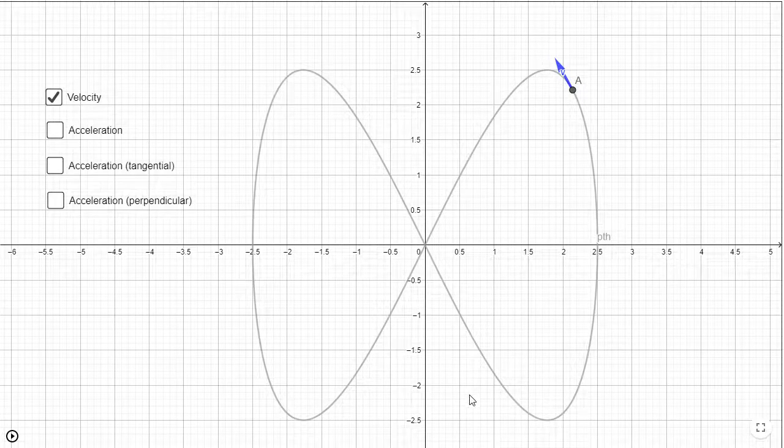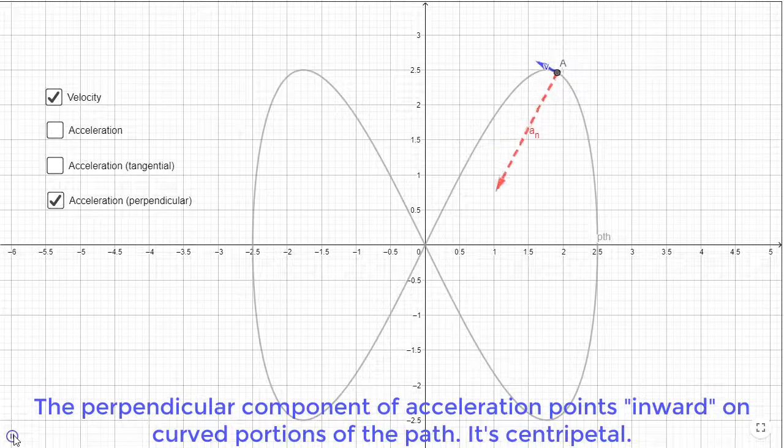All right. Well, remember that the perpendicular component of acceleration is centripetal. That means it's pointing inward towards the center of the curvature. So I should be seeing, well, here it is right here. Here's the perpendicular component of the acceleration. Again, it's pointing inward. Let me put this thing in motion again. Always pointing towards the center.